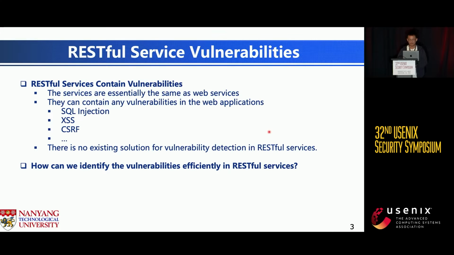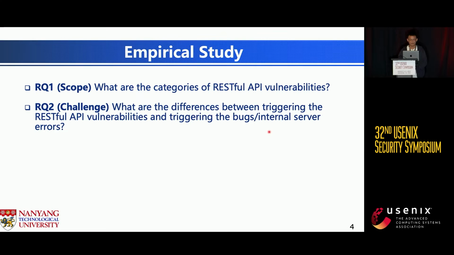And the authors of this work would like to answer: how can we efficiently identify and address these vulnerabilities inside these RESTful API services? Well, to answer this question, they first conducted an empirical study around two key research questions to understand the unique challenges of RESTful APIs. First, what are the categories of RESTful API vulnerabilities? And second, what are the differences between triggering RESTful API vulnerabilities and triggering bugs or internal server errors?